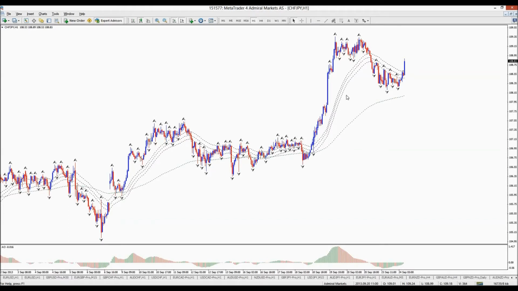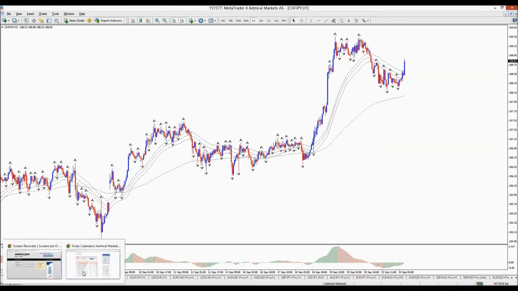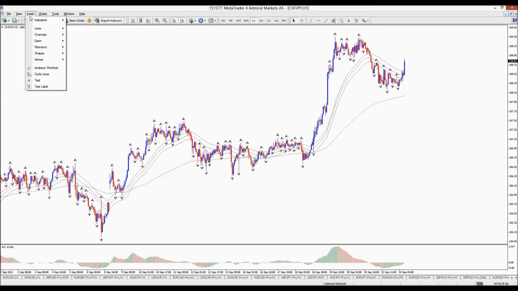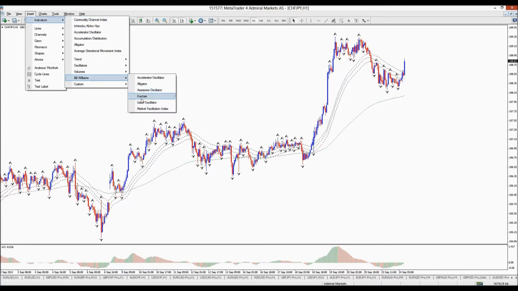Now, by the way, I want to take this moment, we're about halfway, to show you one thing. Just in case, Piotr, if you don't know, it's under insert indicators. Go to Bill Williams, and you'll find the fractals and the awesome oscillator, and the others are just moving averages.